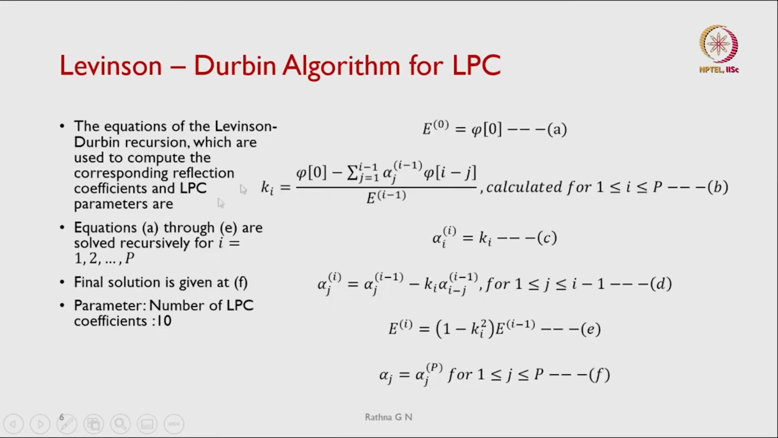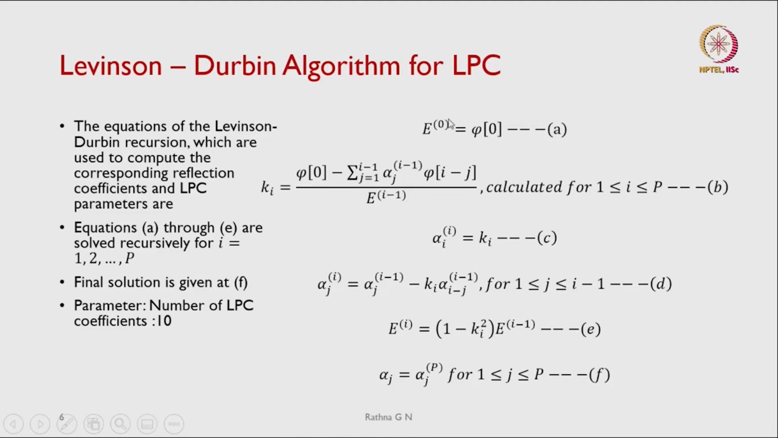So, next is the Levinson-Durbin algorithm for linear predictive coding, which we have to use. The equations of the Levinson-Durbin recursion: basically it is a recursive algorithm used to compute the corresponding reflection coefficients and LPC parameters. So, the equations you will be seeing are given by A2, as you will be seeing up to E.